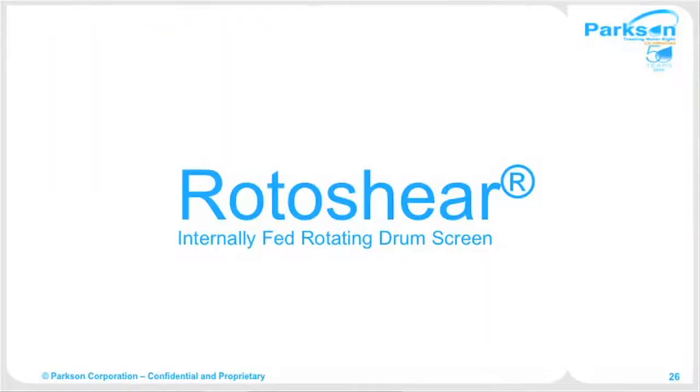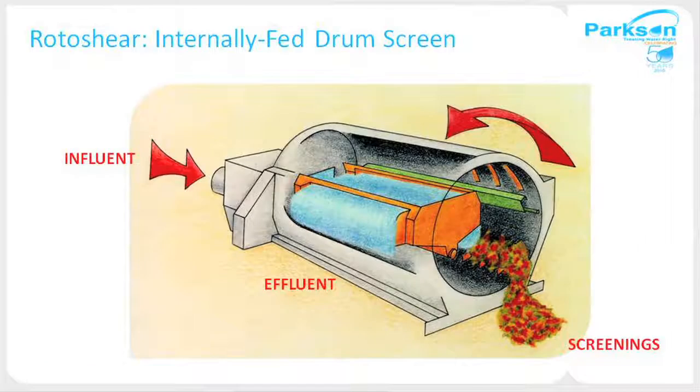And Rotoshear is our internally fed rotating drum screen. Here is the operation of the Rotoshear. It's different than the Rotostrainer, as you can understand from the name. The water is introduced to the cylinder from inside, and the clean water goes to the outside of the cylinder. As you can see, influent comes from the front end again, and there is a top style head box in the front, which again has a baffle arrangement that slows the water down.